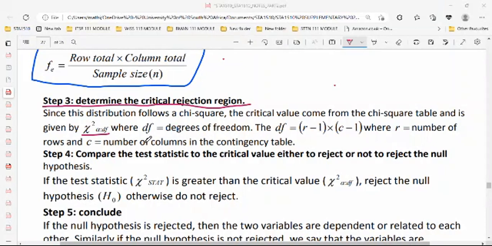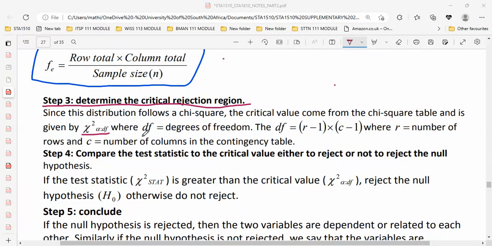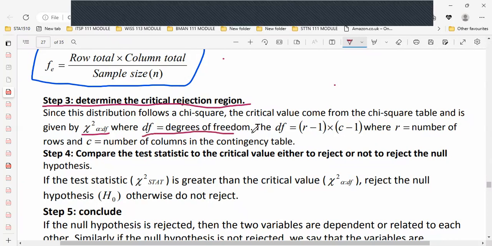Okay, step 3, you determine the critical rejection region. When they say you determine the critical, they are talking about the critical value of chi-square. Whenever you're given a question, they will give you a table, then they will say, maybe calculate the critical value of the test statistic. The word critical value means that you're going to use table 4. Before you calculate the critical value, you must make sure that you calculate degrees of freedom by using this formula here.